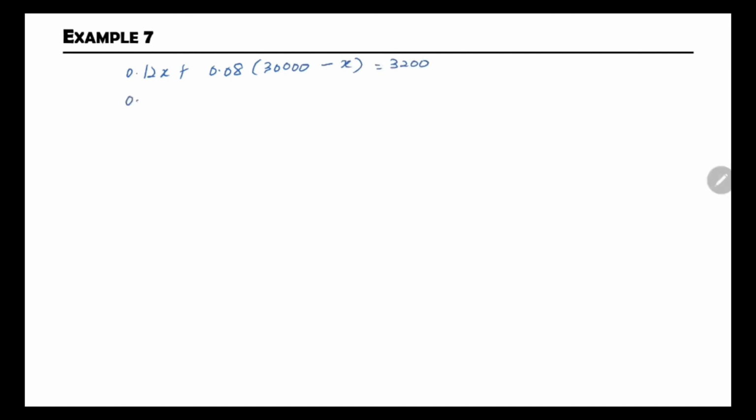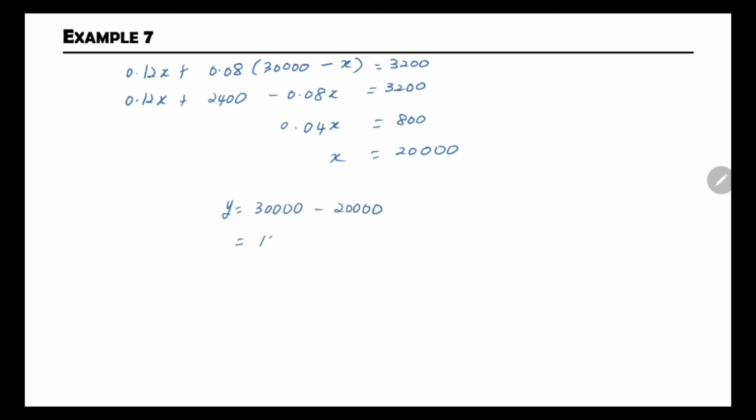So for x, x equal to 20,000. And then sub for y, y is 30,000 minus x, where x is 20,000, so y equal 10,000. Therefore, she must invest RM 20,000 at 12% and 10,000 at 8%.